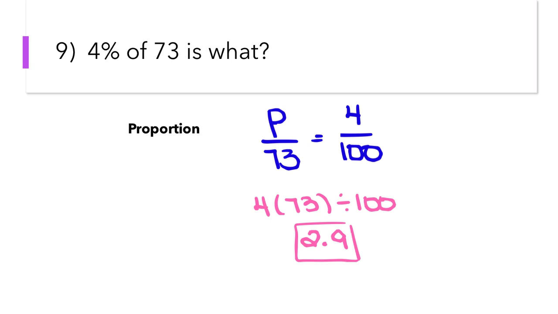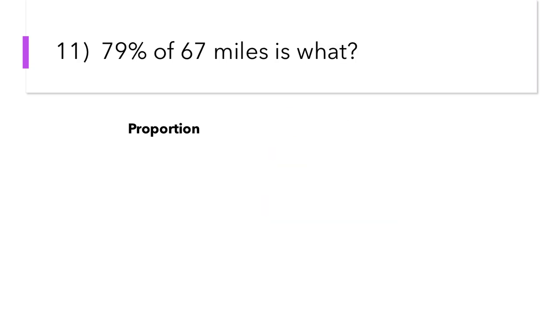All right. Let's go to number 11. On number 11, 79% of 67 miles is what? I'm looking for the proportion. Tristan. X over 67, and then 79% over 100. Very good. 67 was the whole, 79 is the percent. We're missing the part. How to solve this?